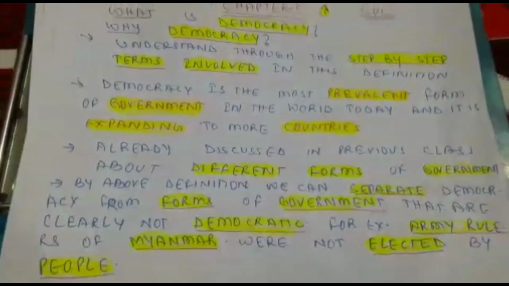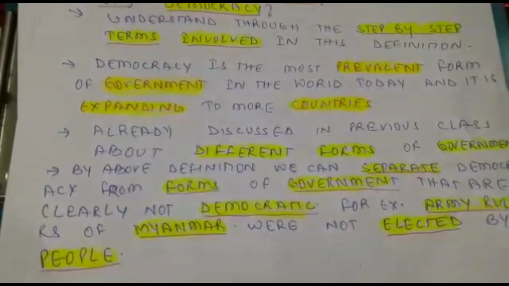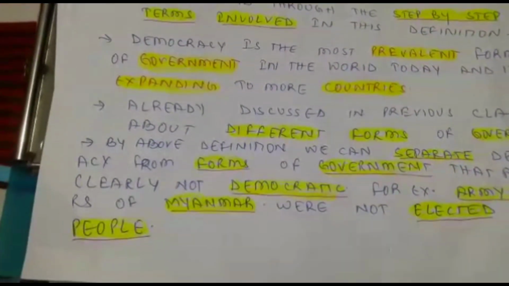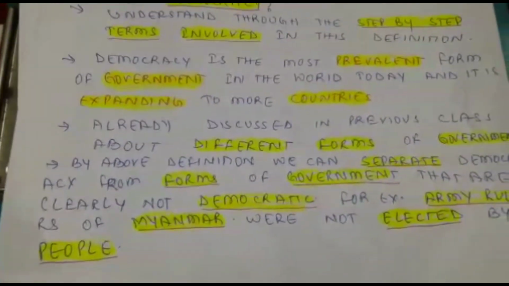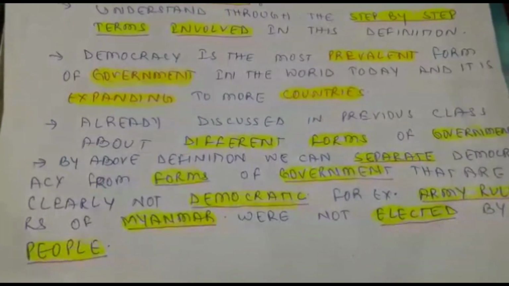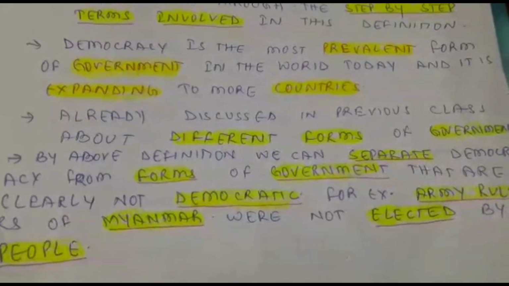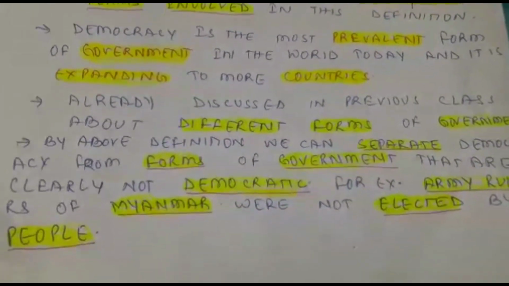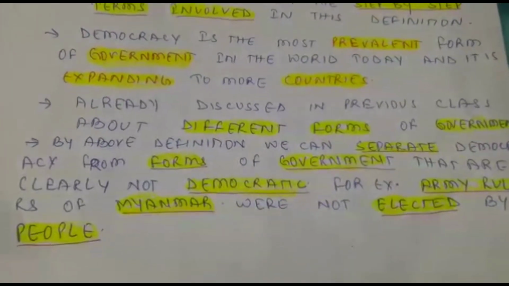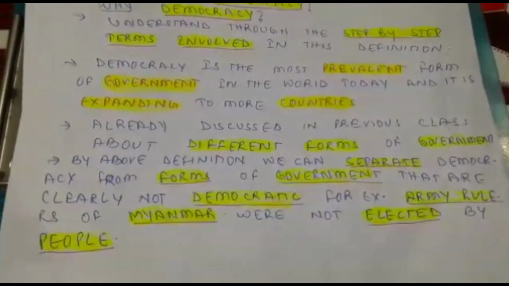It means that democracy is the most important factor, which is in need of each and every country's people. As we have already discussed in previous classes, that means class 6, 7 and 8, about the different forms of government. Now, by the above definition, we can separate democracy from forms of government that are clearly not democratic.